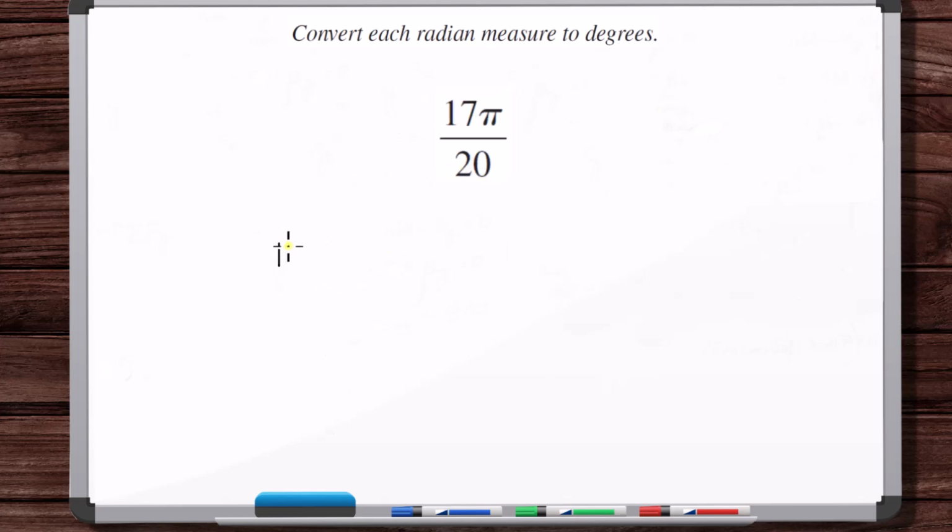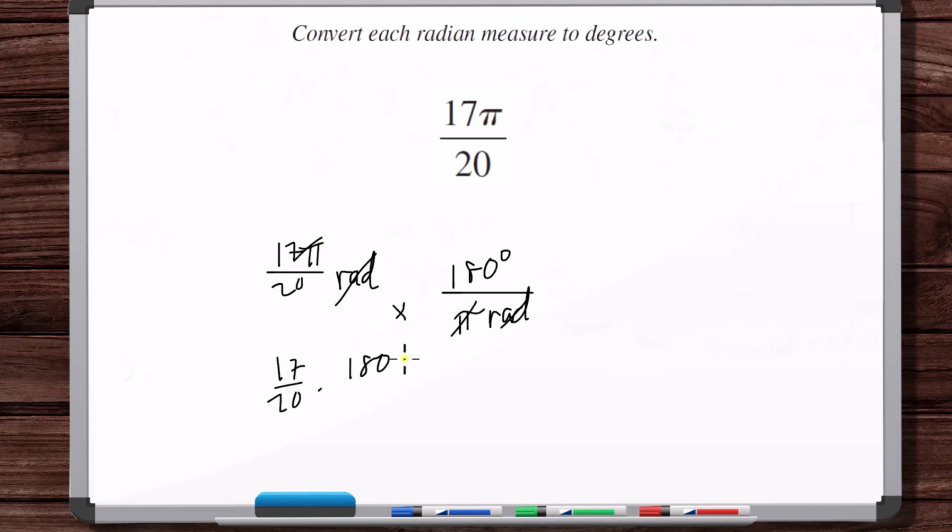Okay, you know, at this point, this is just, do you know how to multiply fractions more than trigonometry, right? So this in radians, and then 180 degrees for every pi radians. It's like, can we multiply these numbers? So 17 over 20 times 180. So this is going to be 9, and then 17 times 9. 9 times 7 is 63. 9 plus 6 is 15, so 153 degrees.